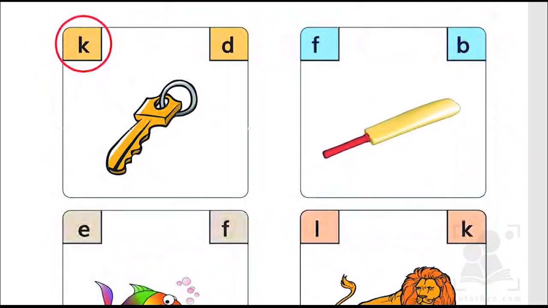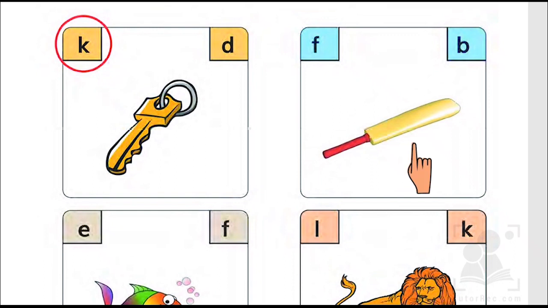As you can see, the first box has been done for us. The object here is a key and we have been given two letters, K and D. So we have to match after saying the word with its sound. When we say key, it starts with the letter K, sounds like K. So we have to circle this. Similarly, we have to do the rest of the exercise. Let's move to the next box.